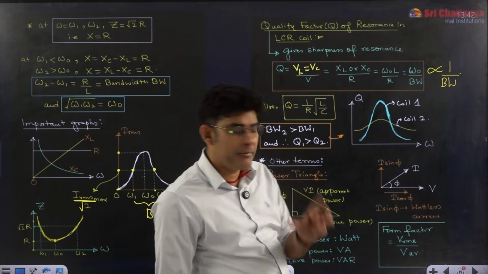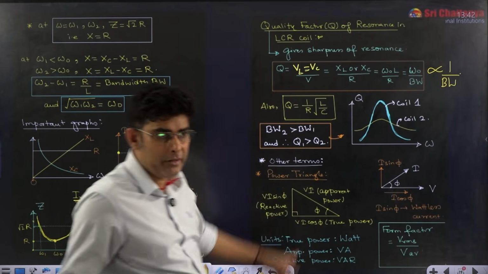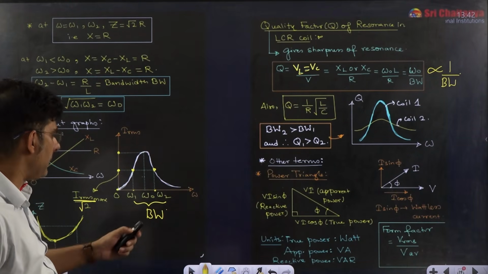One more term, sometimes they can ask you form factor. Whenever you take the RMS value of a signal and divide it by the mean value or average value, it is called form factor. Very, very important. Small terms should be remembered.